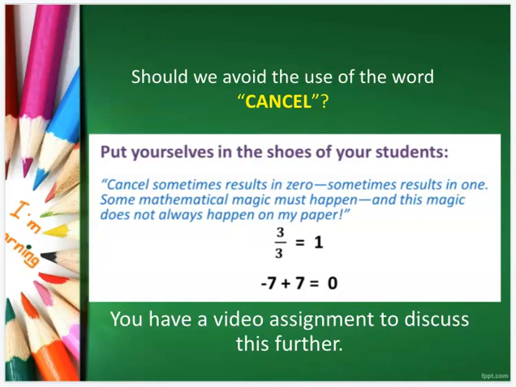If you look at the first one, we have a division problem, 3 divided by 3, or 3 over 3, however you want to read that. And sometimes people say the 3's cancel, and we end up with 1. In the second scenario, we have an addition problem, and we say negative 7 plus 7, and some people say the negative 7 and the positive 7 cancel and end up with 0. This is problematic for student understanding. We need to be precise in our vocabulary so we help our students understand the mathematics.